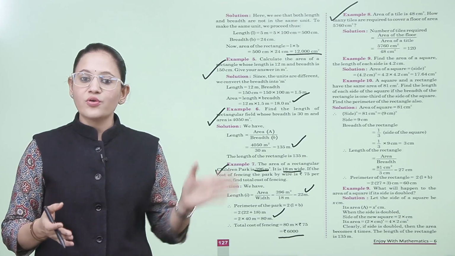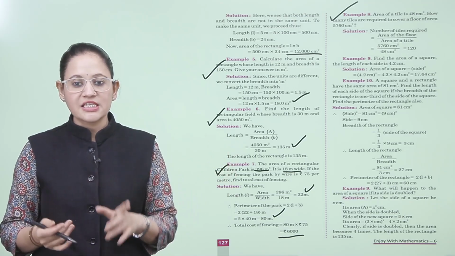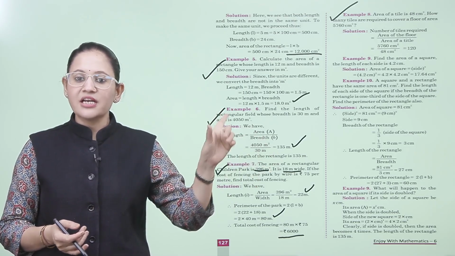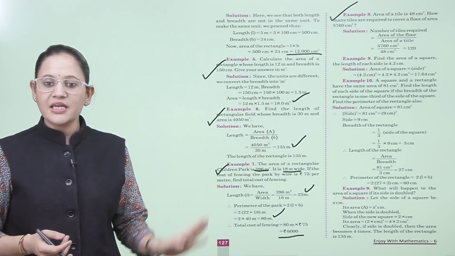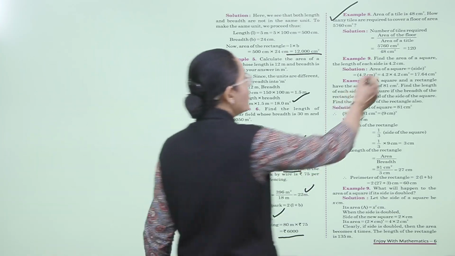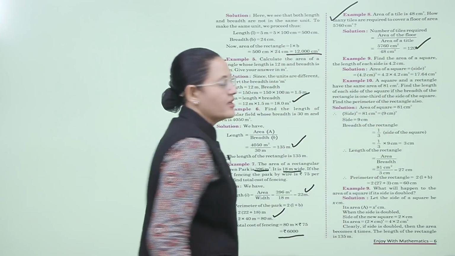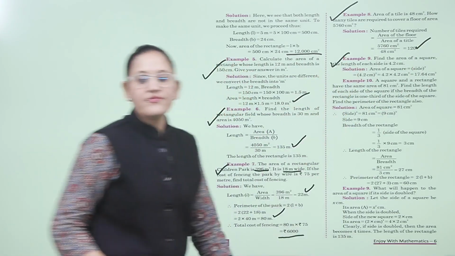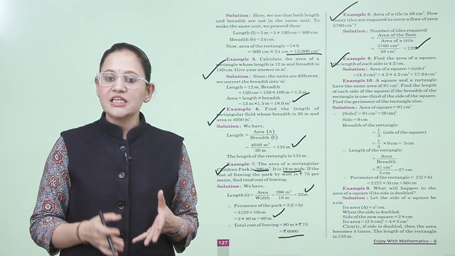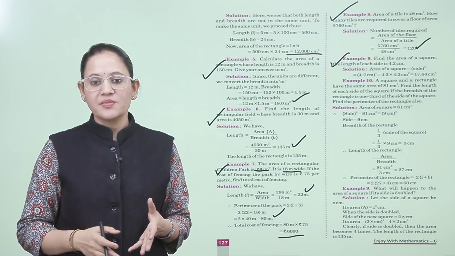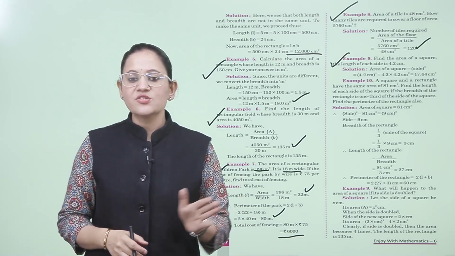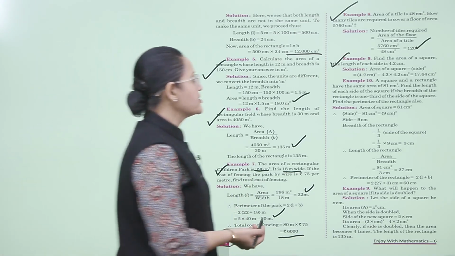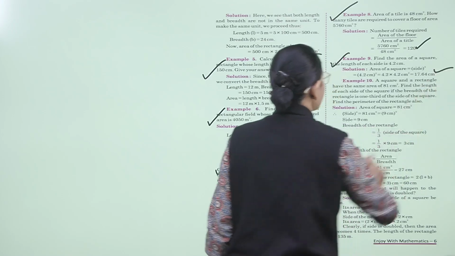Next example, area of the tile is 48 centimeter square. How many tiles are required to cover the floor of area 5760? So area of tile is given and area of floor is given. So number of tiles required is area of floor divided by area of tile. So 120 tiles are required. Next, find the area of a square of which each side is 4.2 centimeter. So area of square is side square, 4.2 into 4.2, that is equal to 17.64 centimeter square.